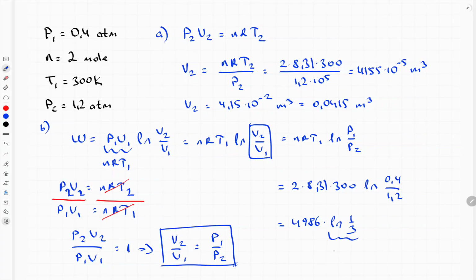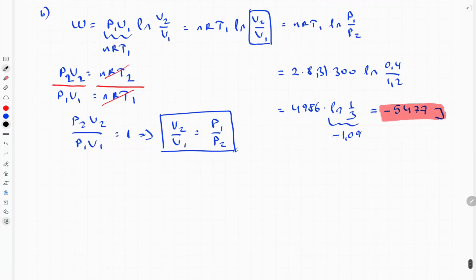Ln of 1 over 3 is equal to negative, this part is a negative number, 1.09 times 4,986, and finally we get negative 5,477 joules. As we said before, we expected a negative value, and we already got a negative value.